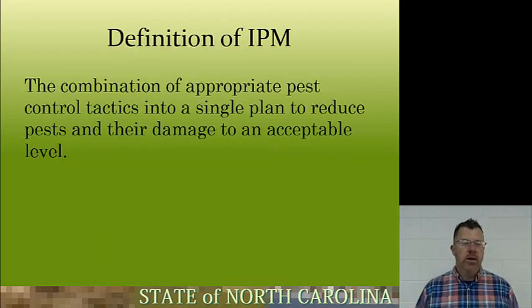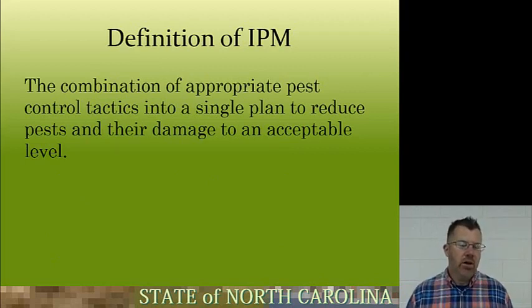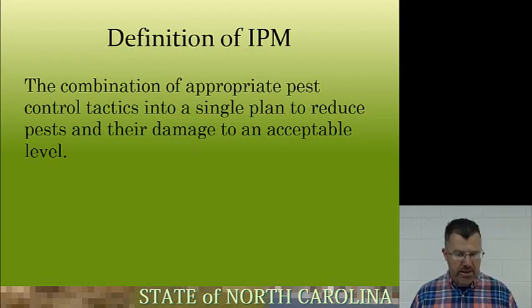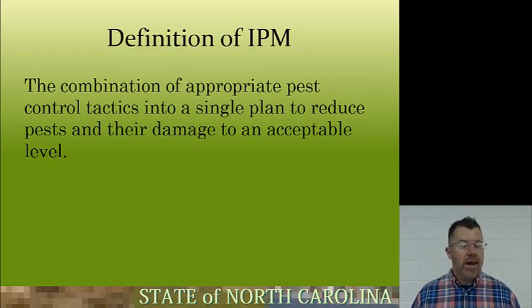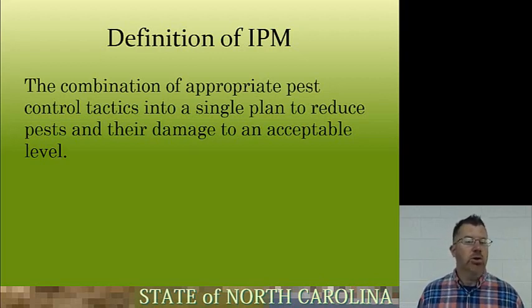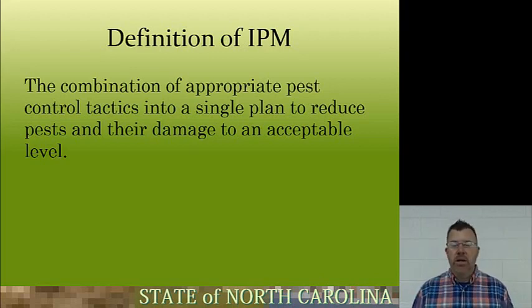And when you look at the definition, I got this out of the Ornamentals and Turf book, it is the combination of appropriate pest control tactics into a single plan to reduce pests and their damage to an acceptable level. See, there again, we have the combination, which is to integrate. To take care of pests, we're going to manage or control their damage to that acceptable level. And when we talk about acceptable level, that is going to be different with everybody that we come across in our horticulture career. What may be acceptable to me may or may not be acceptable to you.